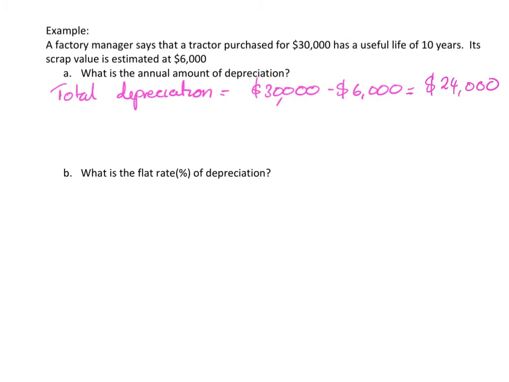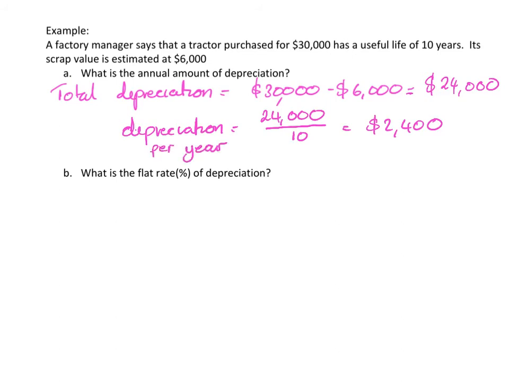Now remember, it goes down by the same amount every year. So therefore, the depreciation in 1 year would be that total amount, which was $24,000, divided by the 10 years that it took to get to $6,000, and that gives you $2,400. So that's how much it's depreciating each year. $24,000 for the 10 years, $2,400 per year. Per year. That's important.